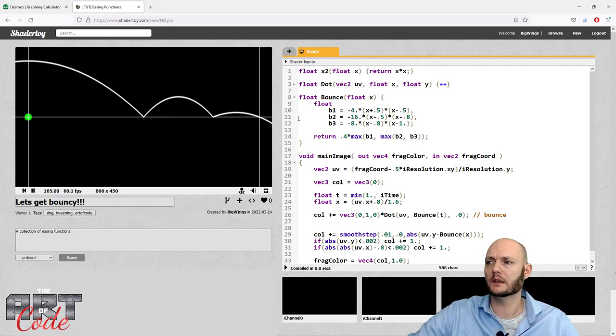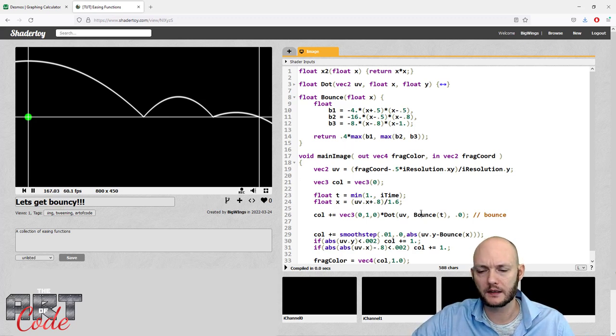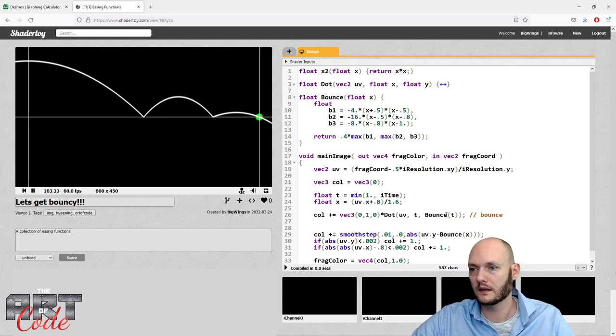And obviously we want the ball to follow that, so over here I'm drawing the ball with an x coordinate and a y coordinate. Obviously the y is going to go up and down, so the y coordinate has to be the bounce, and the x coordinate is just my time. So like that. Now we have a little ball that bounces like that.